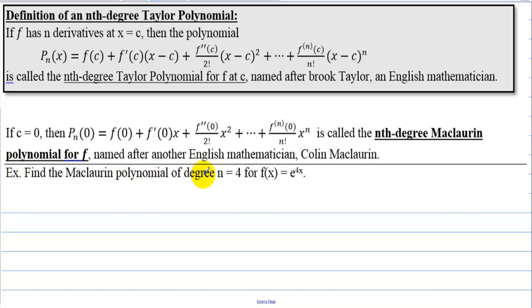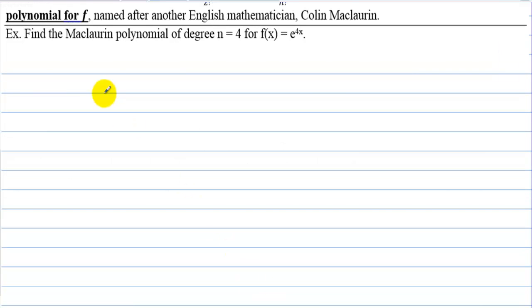Example, find the Maclaurin polynomial of degree n equals 4 for f of x equals e to the 4x. Let's start out by finding what f of 0 is. We're going to plug 0 in because for a Maclaurin polynomial, this is going to be centered at 0. F of 0 equals e to the 4 times 0, which is e to the 0, which is 1. Now we're going to do a fourth degree polynomial, which means we have to take 4 derivatives. The first derivative is 4e to the 4x. When we plug 0 in, that's e to the 0, that's 1.